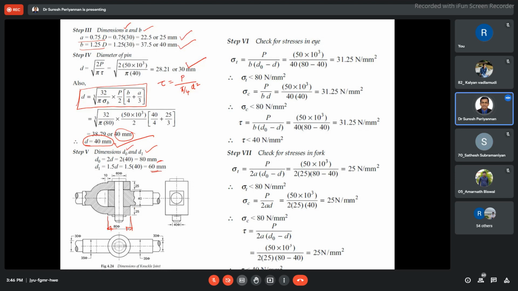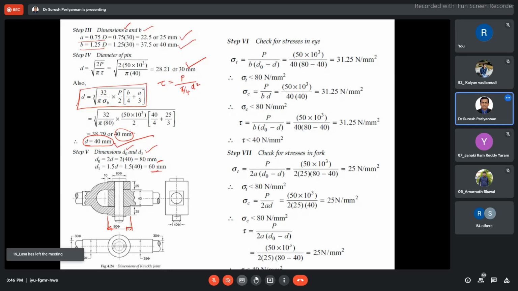Now come to the last step, checking the stress types. Whatever dimensions we defined, we are going to check whether they are within the safe limit or not. That is the final step.